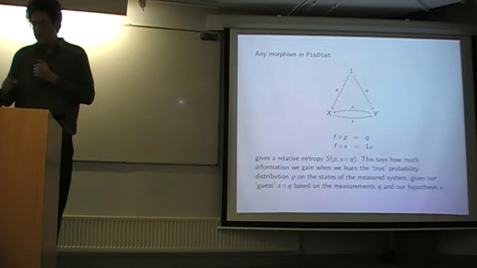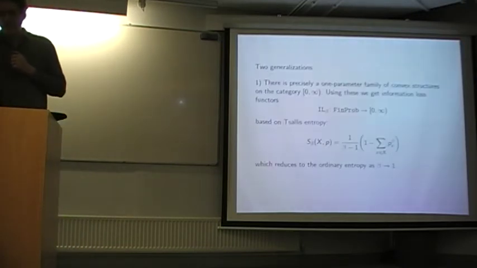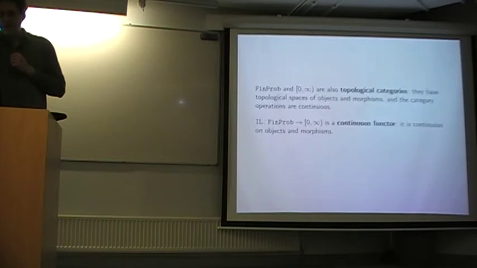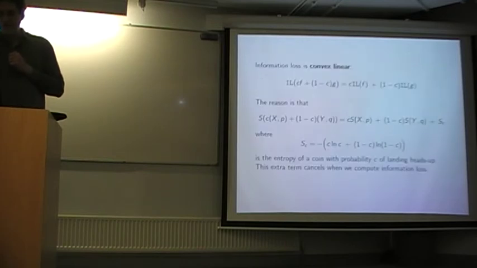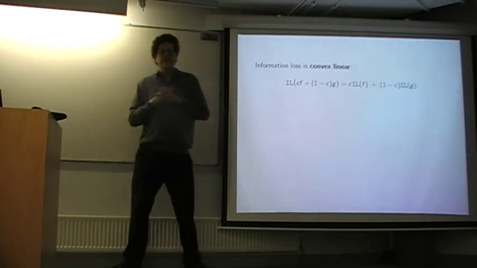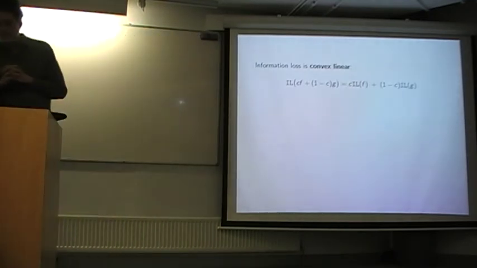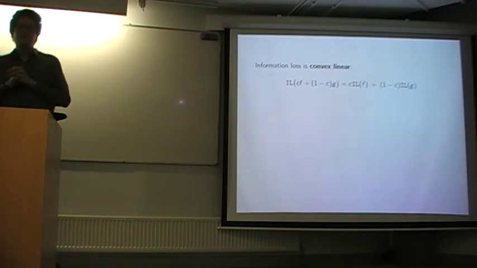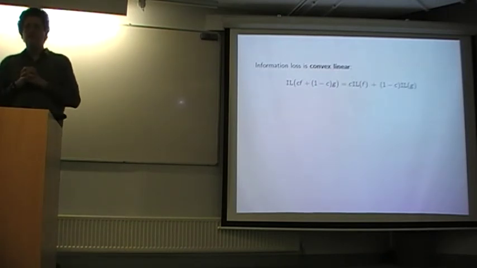And it's only for that way of thinking about things that you actually get this nice property that information loss is convex linear. Yeah. So it's a somewhat different angle on things.